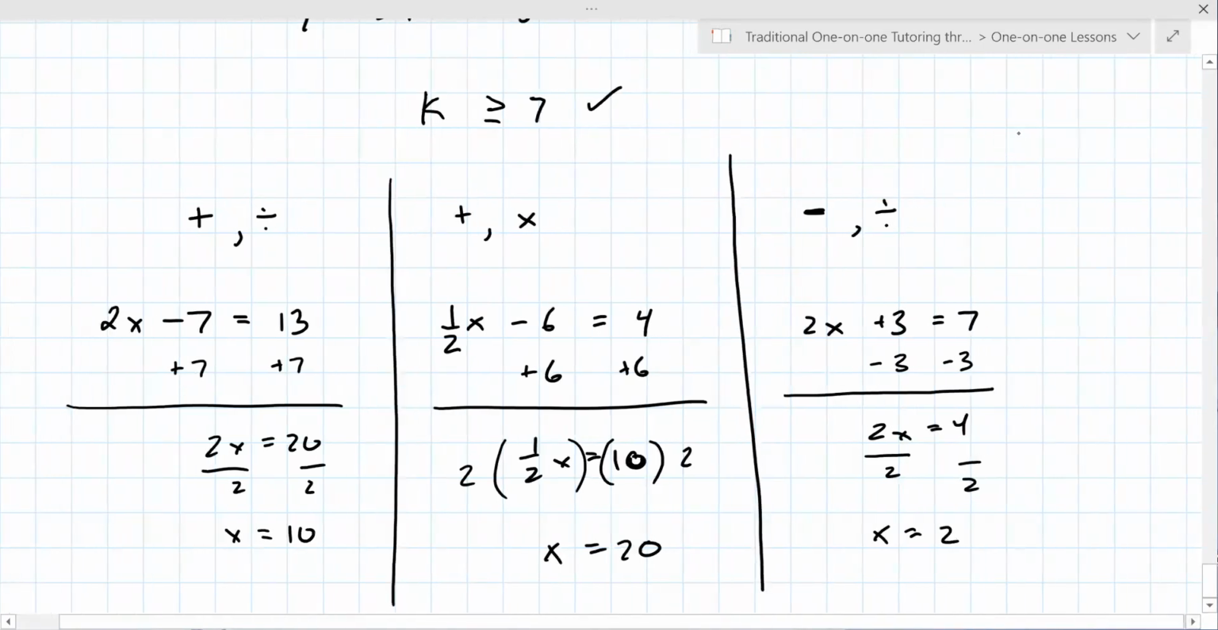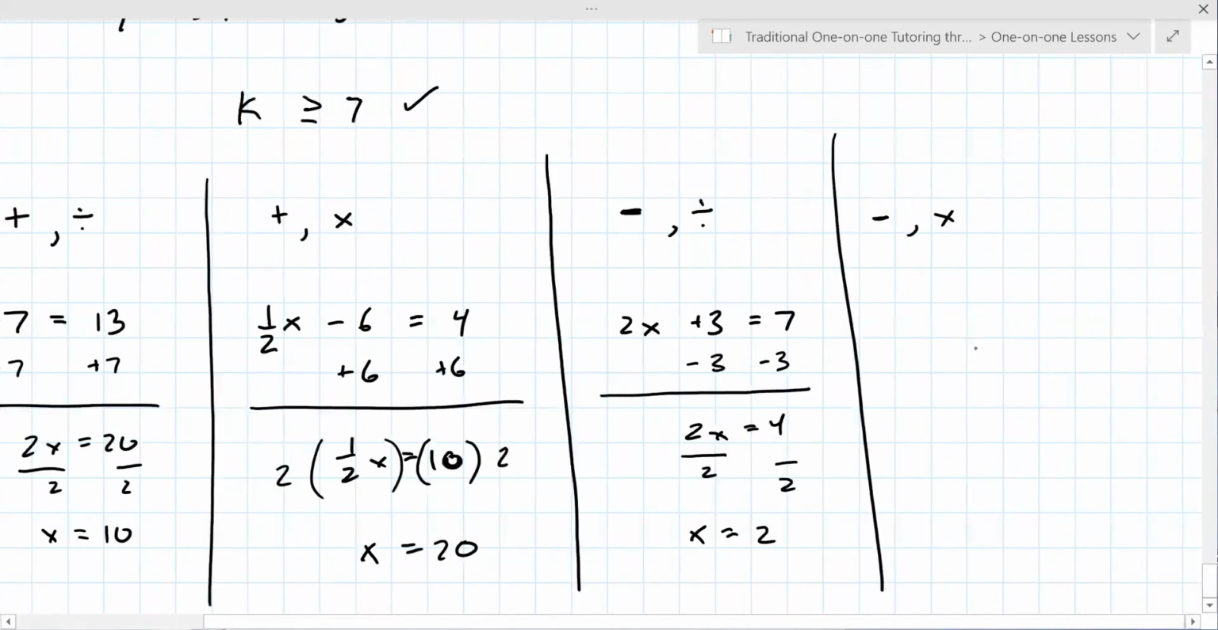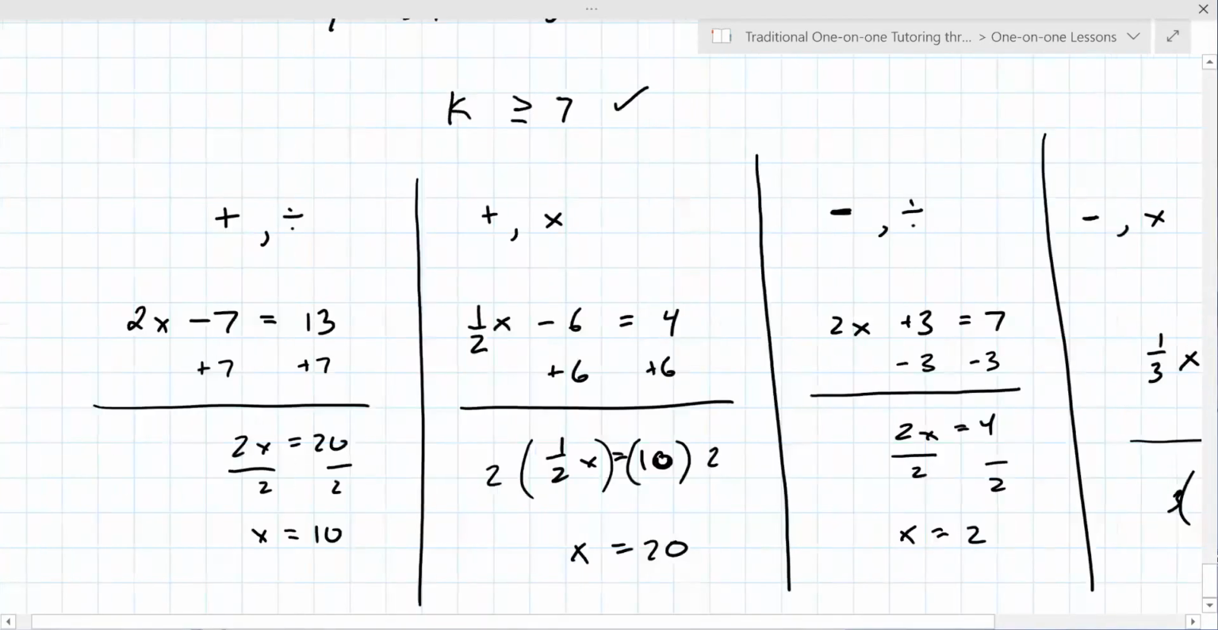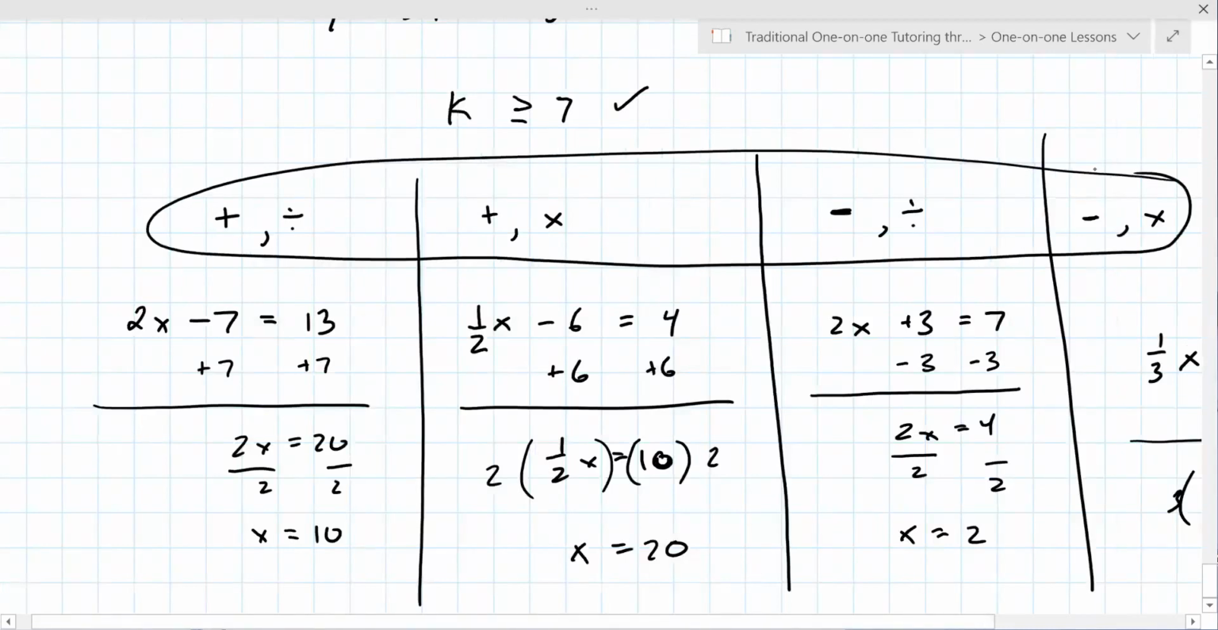There's one more here. Okay. There's subtract and then multiply. Let me give you an example of that. 1/3 x plus 5 equals 10. You're first going to subtract 5 on each side. Then you get the 1/3 x and the 5, then you multiply by 3 on each side. You get x equals 15. Yep, got it. So there are only 4 types of two-step equations.